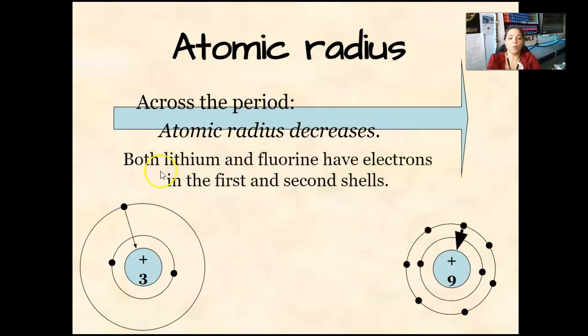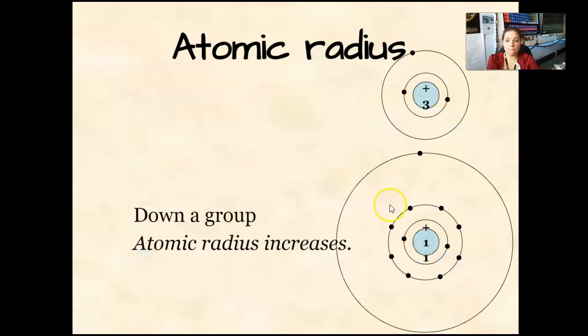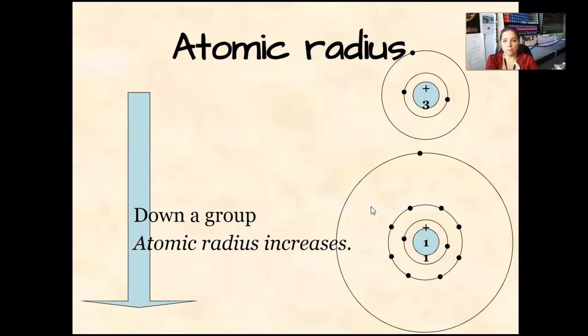Both lithium and fluorine have electrons in the first and second shell. So there's two shells, right? But there's only 3 protons on the inside of lithium, so it's a little bit bigger. Whereas there's 9 in fluorine, so it pulls in more and makes it smaller. Fluorine is smaller because it's got 9 positives, 9 protons in the nucleus. So there's a 9+ nuclear charge that pulls the electrons in closer, and a 3+ nuclear charge for lithium, meaning it lost 3 electrons.